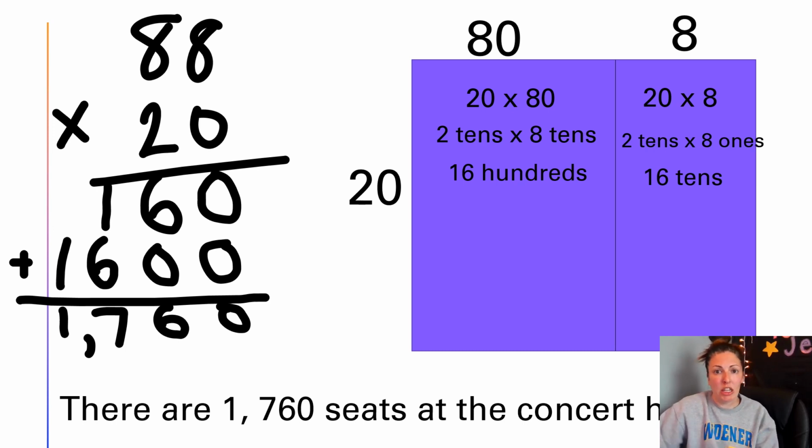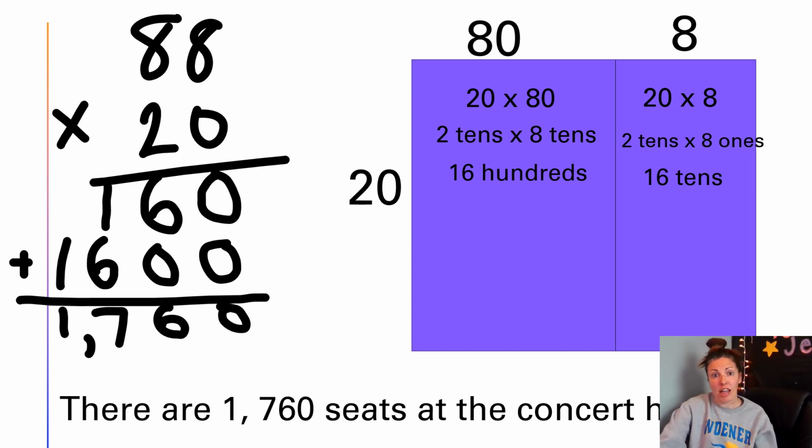Okay, so here is all of my work that I did to solve the application problem. It's a little bit crazy. There's a lot of stuff on this page, but I took my 88 seats in each row and I times it by my 20 rows because that is going to be the quickest and most efficient and the easiest way for me to figure out the total number of seats in that concert hall.